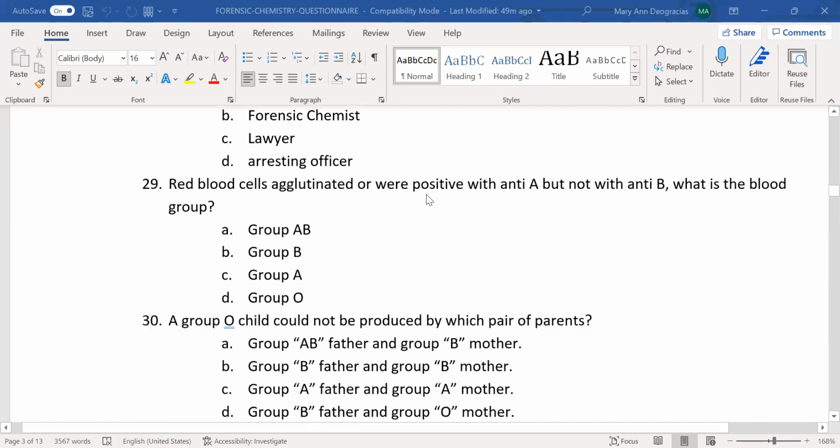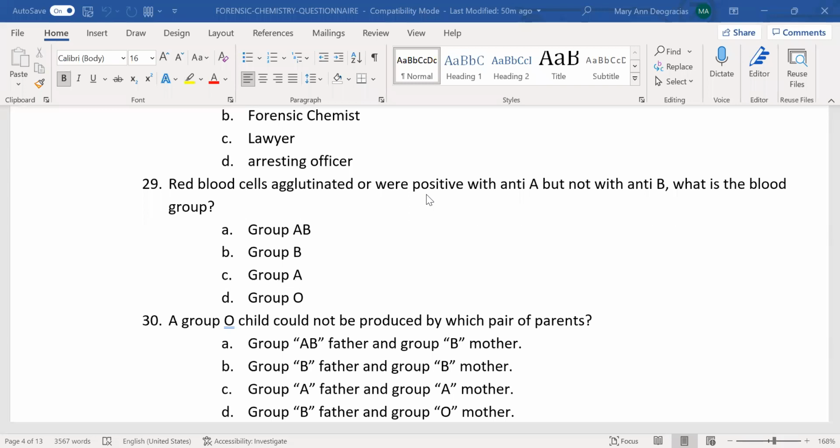Next, number 29. Red blood cells agglutinated or were positive with anti-A but not with anti-B. What is the blood group? A, group AB. B, group B. C, group O. D, group A. All right, group A. So, group A is the answer. Why? This is red blood cells, fresh blood yan. So, the technique that we're going to use is the direct technique. Positive siya sa anti-A, negative siya sa anti-B, the blood group is group A. Kasi red blood cells yan.